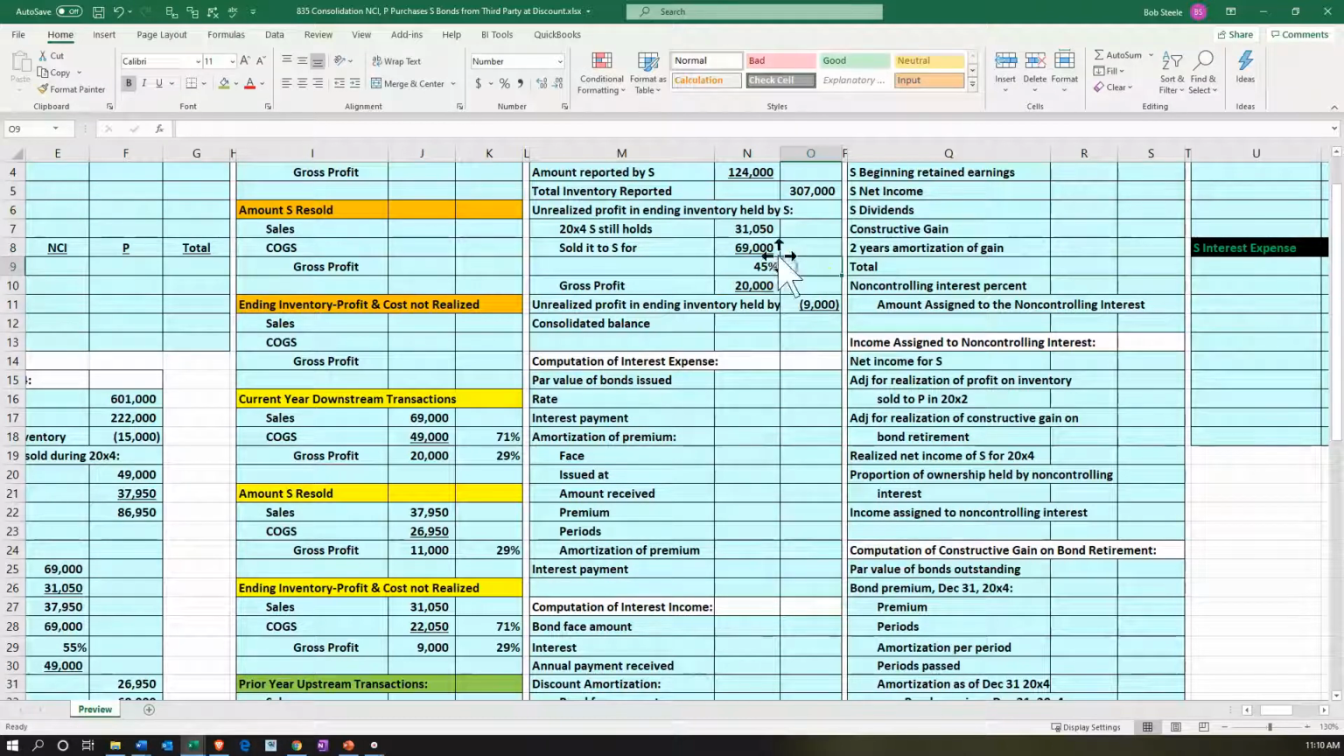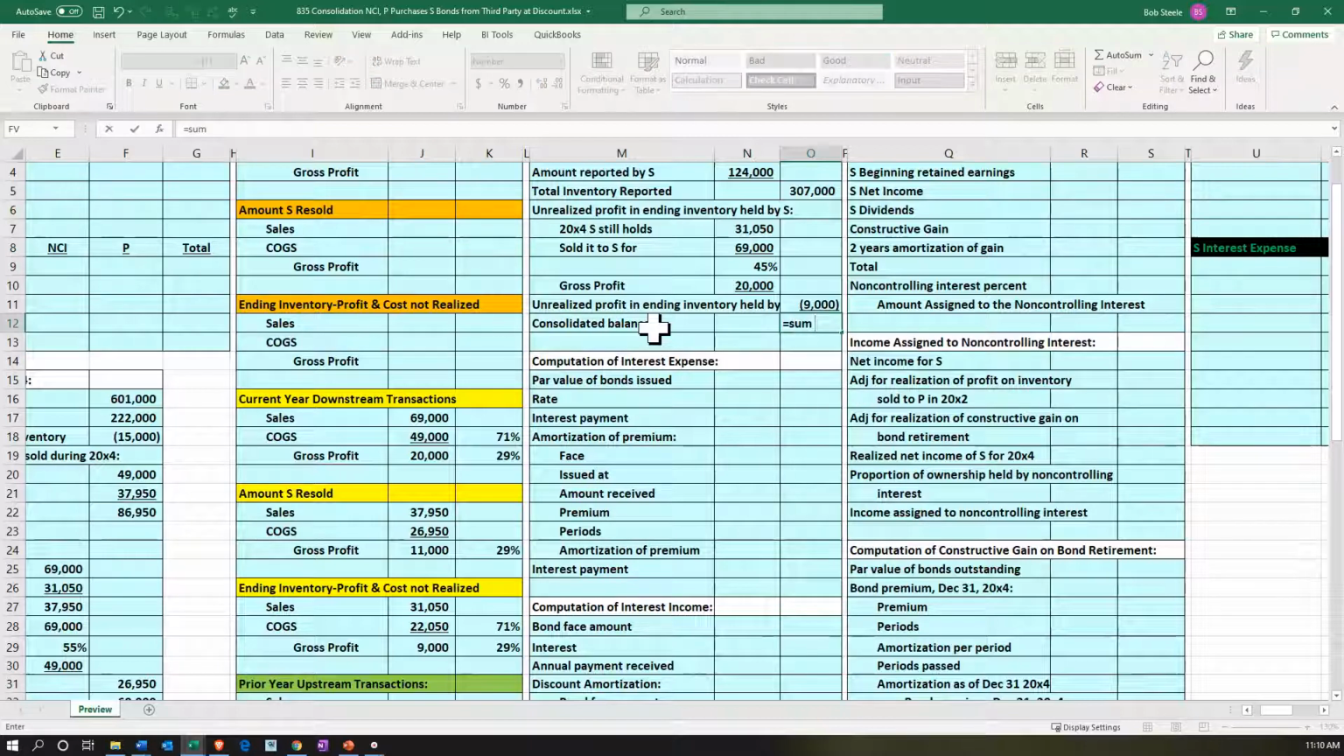So if we break that down one more time, they're still holding on to 31,050. They were originally sold the 69,000. So that means they're holding on to 45% of what was originally sold. Now, the gross profit was 69,000 minus 49,000 for the intercompany transfer. So the portion of that that's still being held on to then is 45% of that gross profit. And that's going to be the 9,000 gross profit that's being represented in this inventory that's too high. That's the intercompany. So we have to take that out.